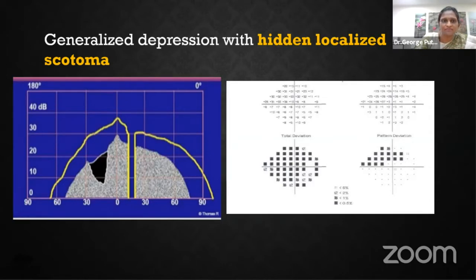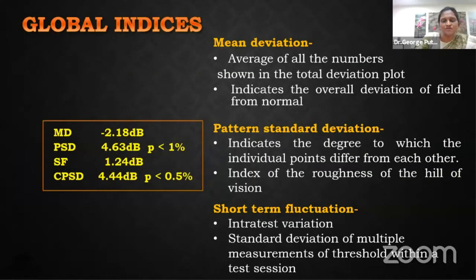The global indices are single numbers, which help give us a better clue about the visual fields. The mean deviation is an average of all the numbers shown in the total deviation, and it indicates the overall deviation. The normal range is around 0 to -2 decibels, and high negativity is seen both in the generalized depression as well as in the localized depression.